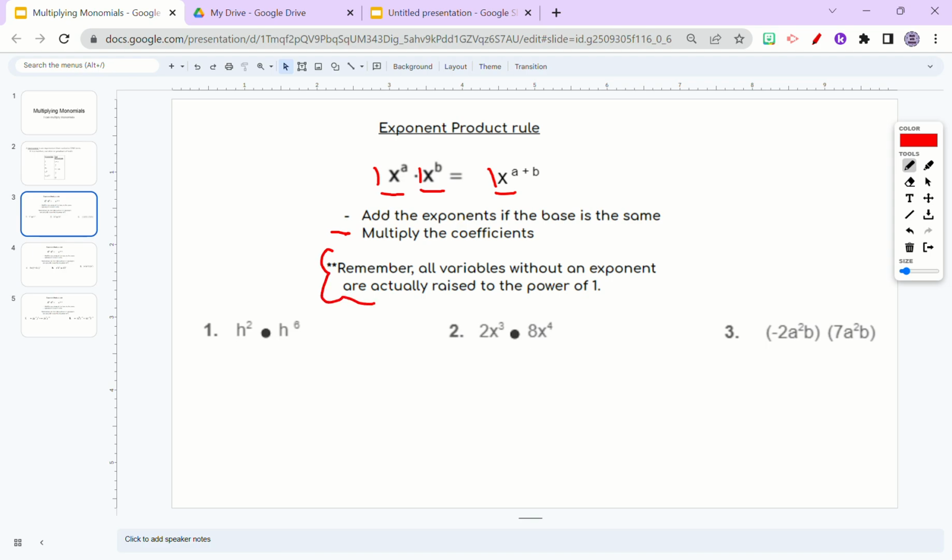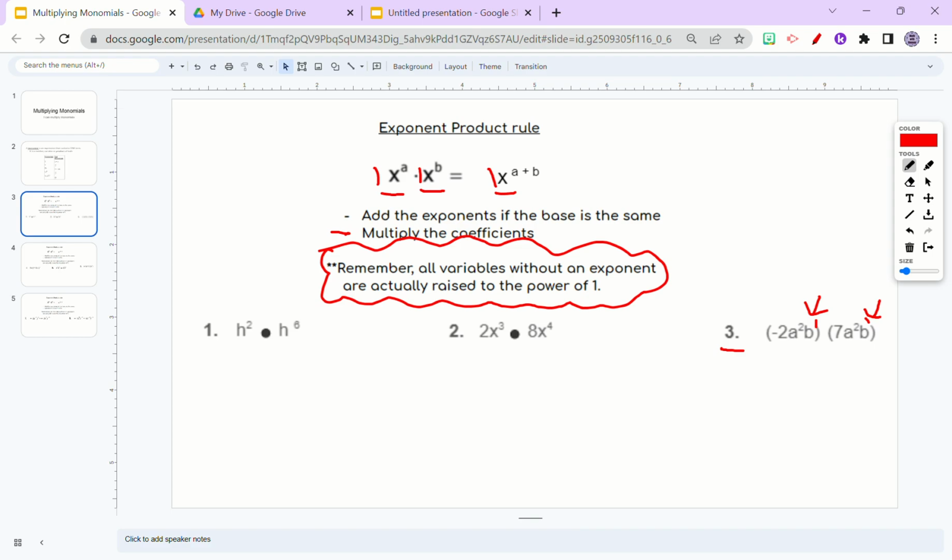And then also over here, remember, all variables without an exponent are actually raised to the power of 1. So if you look at an example like number 3 here, do you see the b by itself? That b by itself, this b by itself? It's really not by itself. They are really raised to the power of 1. So my suggestion to you would be to write that before you solve those types of problems.